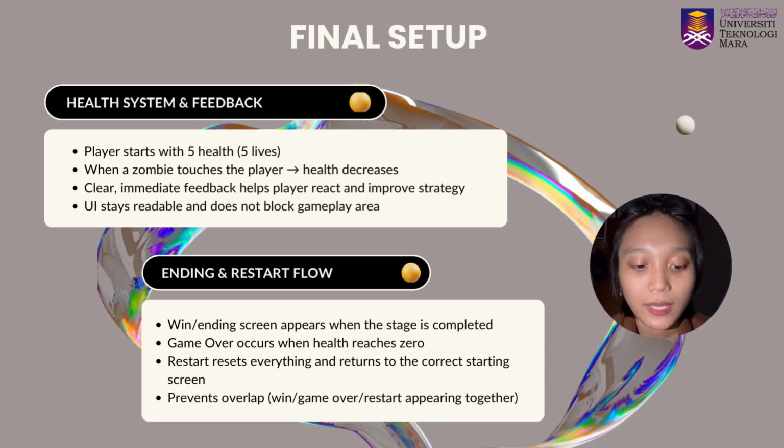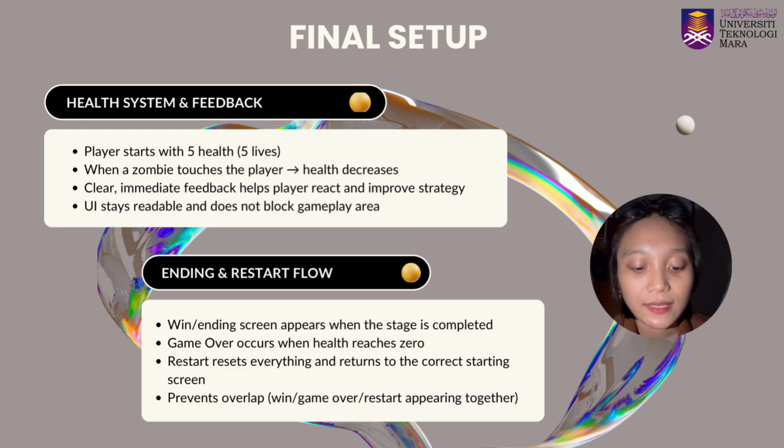For the health system and feedback, in Zombie Attack, the player starts with 5 health, which is shown clearly using the health or heart system. Every time a zombie touches the player, the health decreases. This provides immediate feedback so the players understand the consequences of getting hit and can adjust their strategy, such as moving away and aiming more carefully.